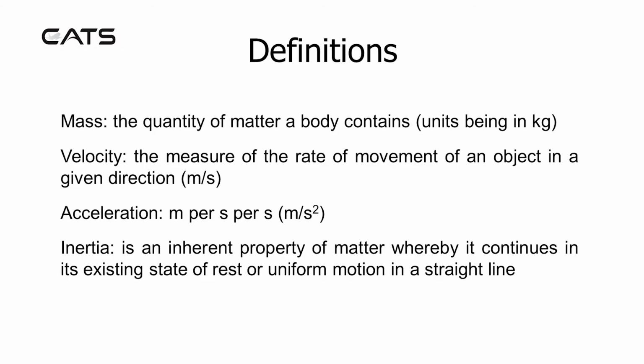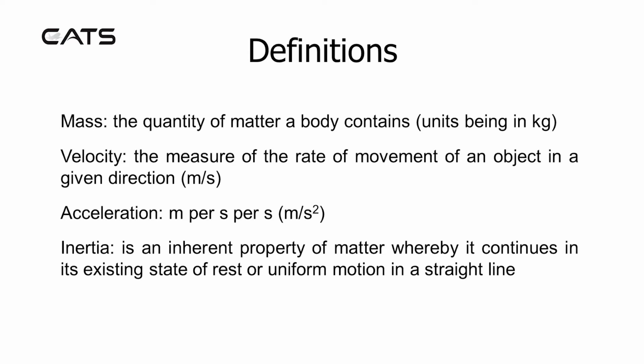Definitions. Mass is the quantity of matter a body contains, the units being in kilograms. Velocity is the measure of the rate of movement of an object in a given direction, in meters per second. Acceleration is in meters per second per second.